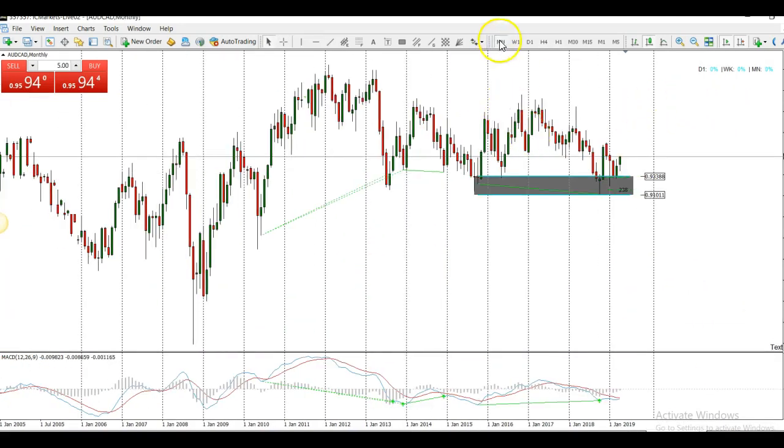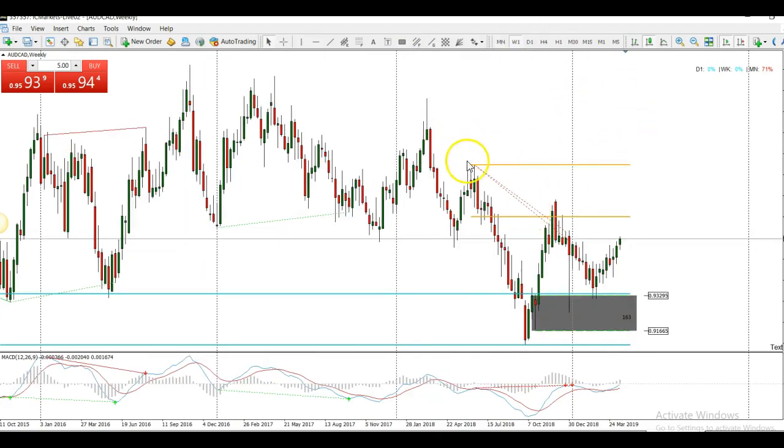Aussie CAD, again monthly. It's moving up nicely towards this 97 area. Okay, and there's nothing really stopping it till it gets up to, really, this area here. So at the minute, I'm just going to let it run a little bit higher.